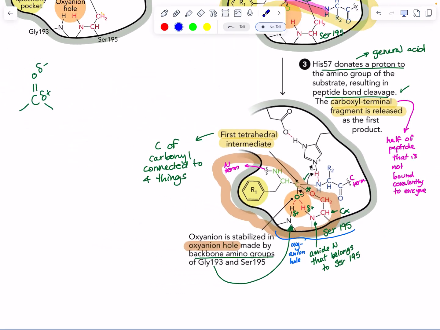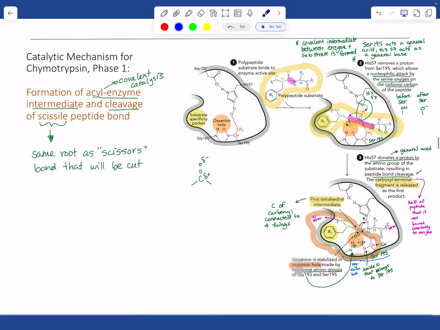Okay. So all of that is phase one. So now we have a problem. We have two problems. One, the other half of our substrate, our product, is stuck to the enzyme. And two, we need to regenerate the active site of the enzyme. So we've done a little bit of that already, right?